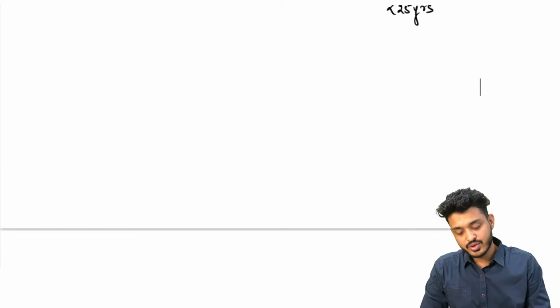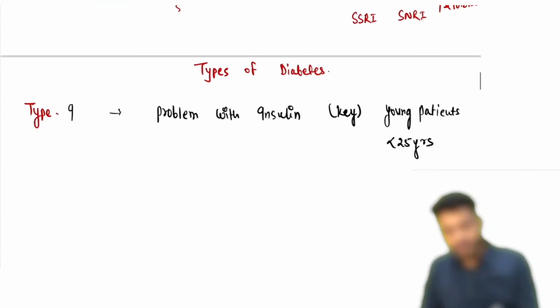Why is this going to happen? Just try to understand this. Here you will be having destruction of beta cells. Approximately 80 to 90% of the beta cells will be destroyed.